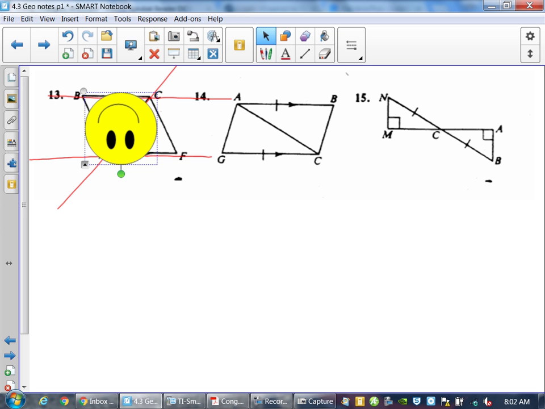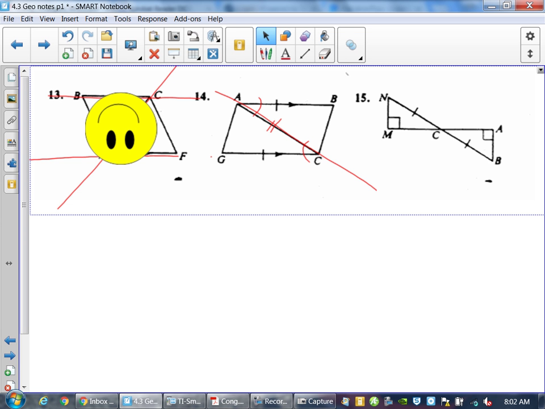14, again, we have parallel lines, transversal. We get these two guys, and reflexive, and you get side, angle, side. Very good. Then last but not least is a very simple one. What do you get on the last one? Very good. You get angle, angle, side.